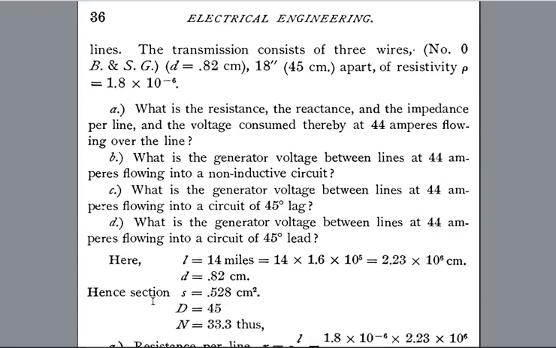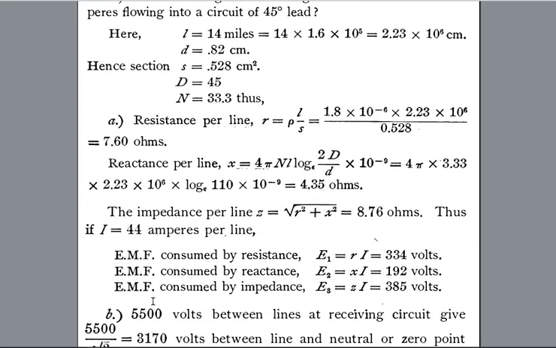Here, L equals 14 miles equals 14 times 1.6 times 10 to the 5th equals 2.23 times 10 to the 6th centimeters. D equals 0.82 centimeters. Hence, section S equals 0.528 square centimeters. D equals 45. N equals 33.3.